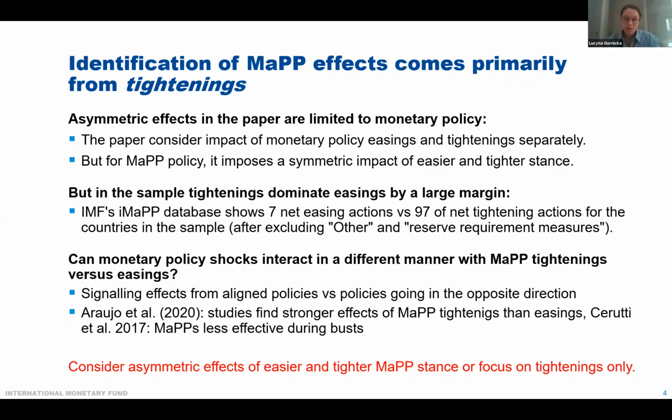Empirically, there is also some evidence that, for example, the effects of macroprudential tightenings tend to be stronger on credit growth and on house price growth than the effect of easings. There is a meta-analysis of over 60 papers on macropru policies by Araujo and co-authors. And similarly, Cerutti and co-authors find that macroprudential policies are less effective during busts, so in periods when they are more likely to be eased. So here the suggestion would be to consider asymmetric effects of easier and tighter macroprudential policy stance separately, or focus on tightenings only.